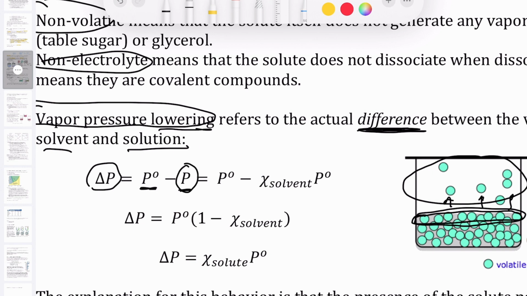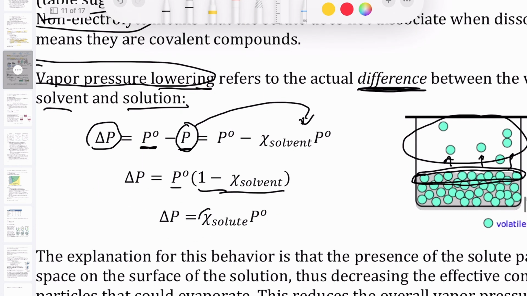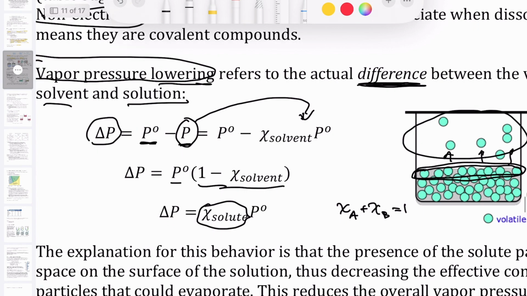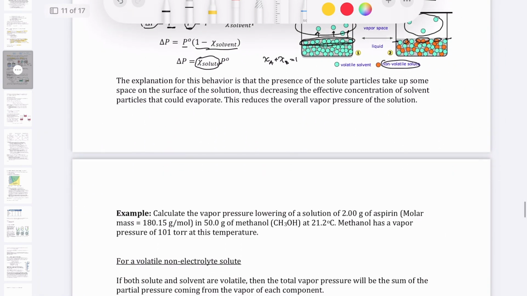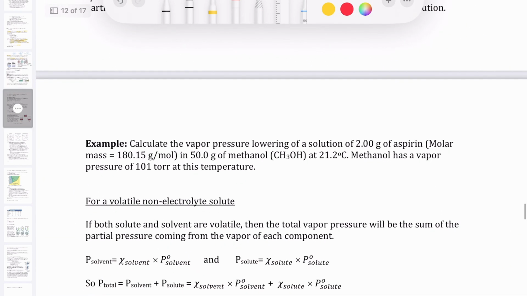And of course, the vapor pressure of the solution, we just said earlier, is equal to the mole fraction of solvent times P naught. We can factor out the P naught here, so this becomes P naught times 1 minus the mole fraction of the solvent. But 1 minus the mole fraction of the solvent is just the mole fraction of the solute, right? Because as you recall, if we have two components, the mole fraction of A plus the mole fraction of B should equal 1.